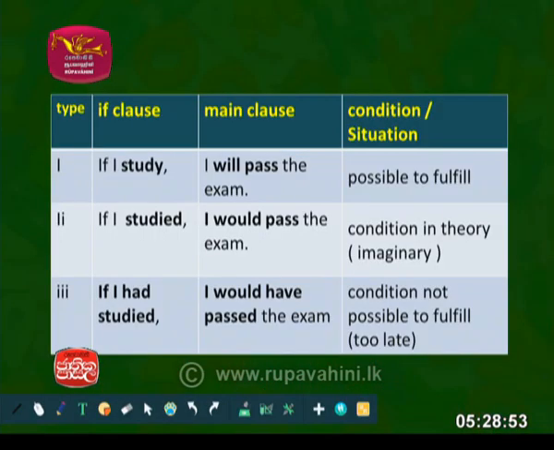What is this so chart? So I have put all three conditions in one chart so that it will be easy for you to think of it, right? Read and understand. So first type, if I study, I will pass the exam. So this is possible. So number two, if I studied, I would pass the exam. Condition in theory. So that is imaginary. Also the type three, if I studied, I would have passed the exam. If I studied, I would have passed the exam. So condition is not possible because it's too late now. Because the action is over.